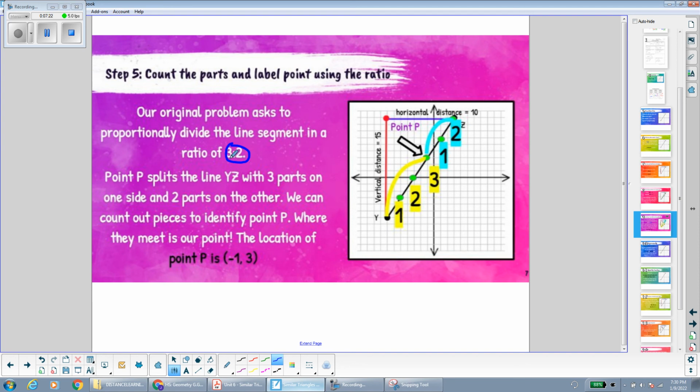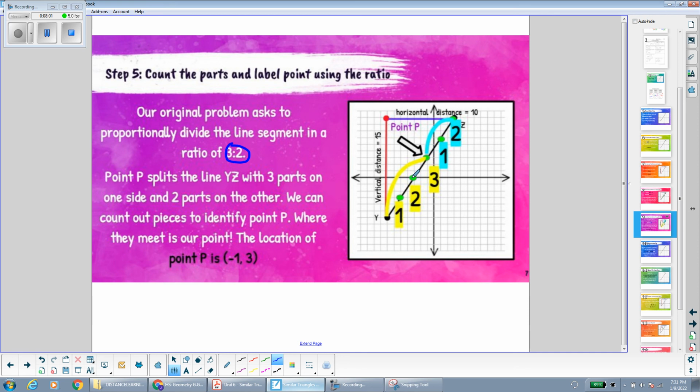Once again, that's from the 3 to 2 ratio. The 3 means that on one side of the point, there are going to be 3 parts of the line segment. And the 2 means that on the other side of the point, there are going to be 2 parts of the line segment. So we can find which point is the point we're looking for. If I go over to this first point over here, I ask myself, are there 3 parts on one side of the line segment and 2 parts on the other? No, there's only 1 part here on the side, and on this side, there's 1, 2, 3, 4 parts. So that's not my 3 to 2 ratio.